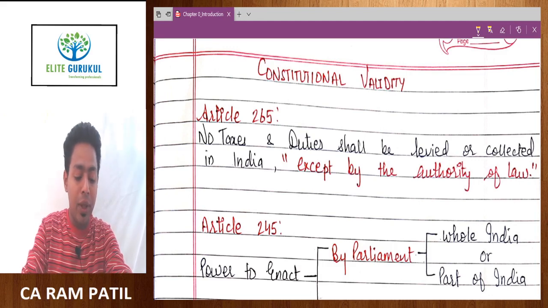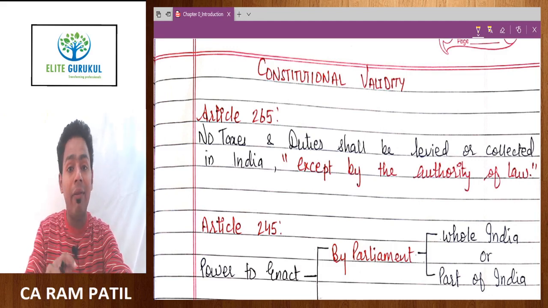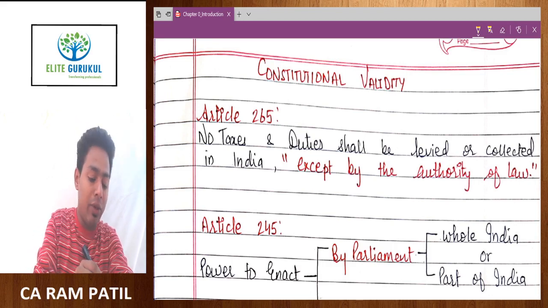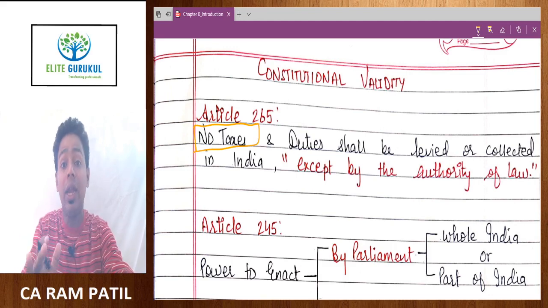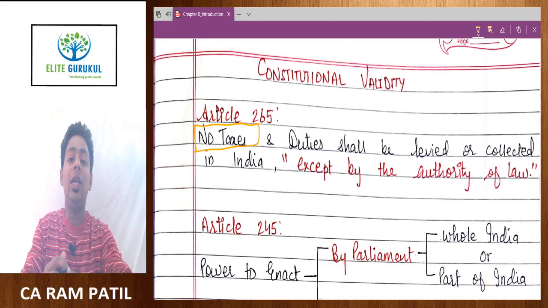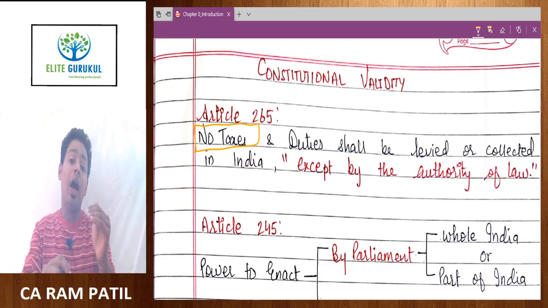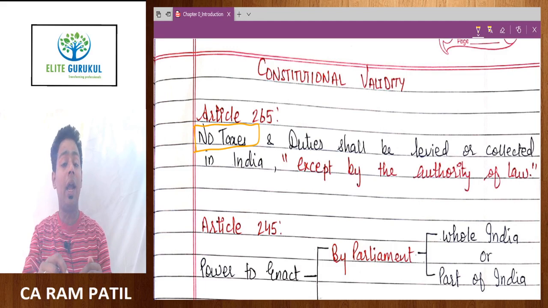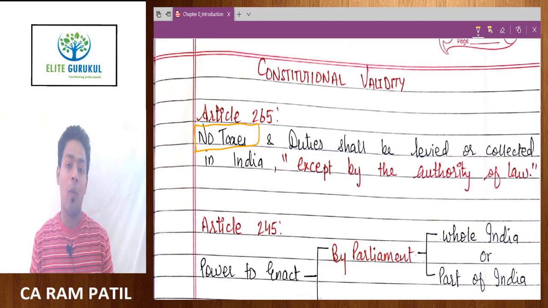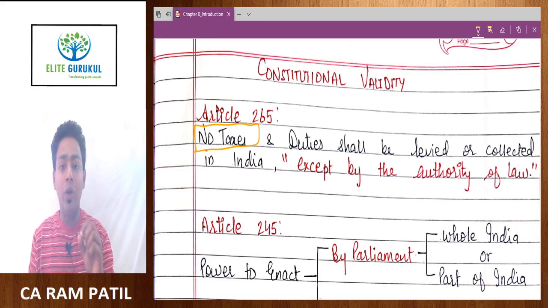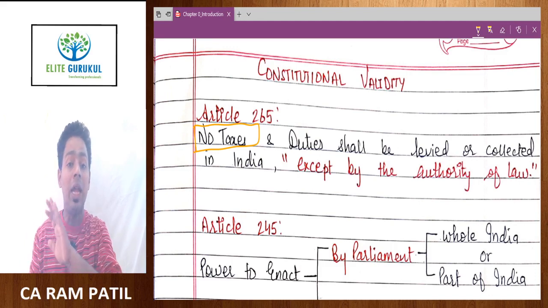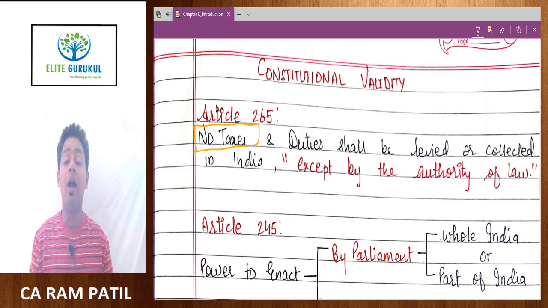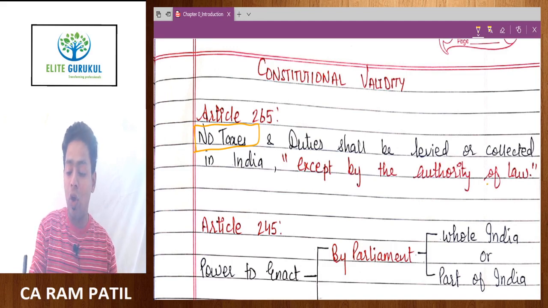So look at the language of it. No taxes and duties shall be levied or collected in India. Look at the very strict language here. That means it is a negative language, and negative language will always be understood and interpreted in a strict manner. We call it litera legis in interpretation of law. Litera legis means you cannot dilute the language, you need to interpret the language as it is, and as it is, the language says the government cannot bring any tax or any duty in India except by the authority of law.